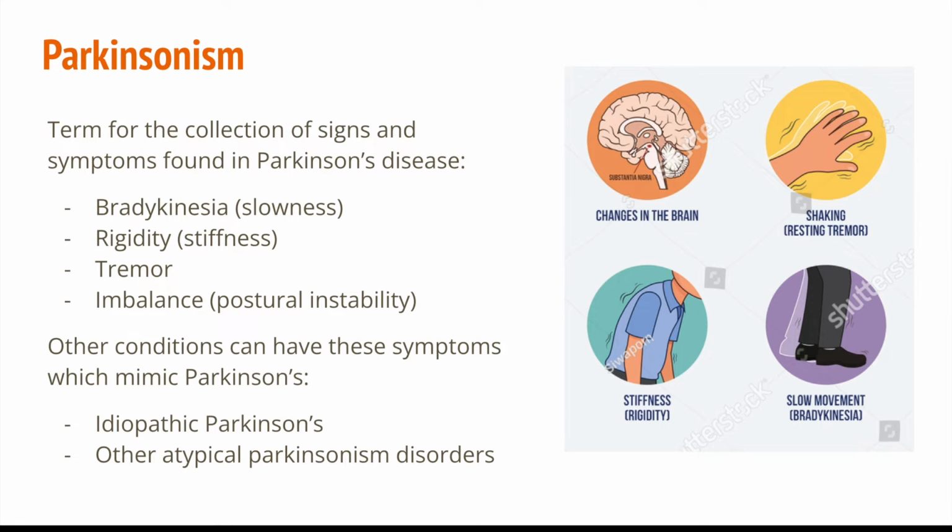Next, we will talk about Parkinsonism. Parkinsonism is simply a term used for the collection of signs and symptoms found in Parkinson's disease, which include bradykinesia, meaning slowness, rigidity, meaning stiffness, tremor, and imbalance, meaning postural instability. Other conditions can have these symptoms which mimic Parkinson's, including idiopathic Parkinson's and other atypical Parkinsonism disorders.